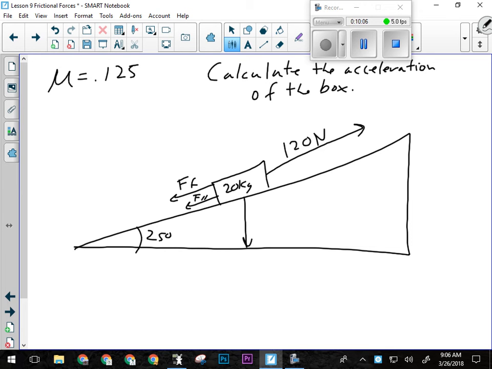So we've got our usual triangle inside, normal force on this side, force of gravity over here, F parallel here, and this 25-degree angle. So we've got F_G being 196.2 newtons, 20 times 9.81. So if we want to find F parallel, we're going to go sine of 25 times 196.2.